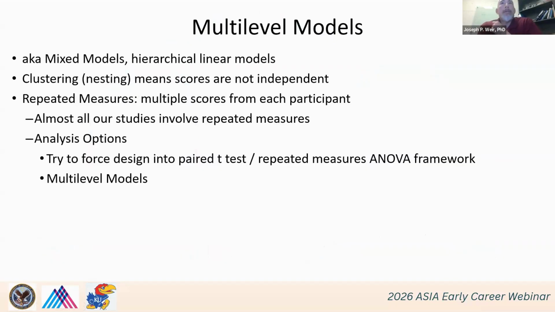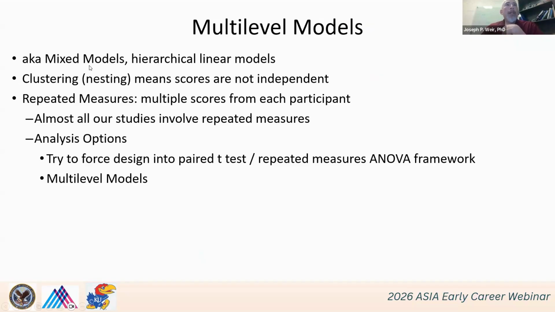So I'm going to use at least a couple of slides here to talk about multi-level modeling in this type of context. Multi-level modeling is sometimes known as mixed modeling or hierarchical linear modeling. In some ways, it's just an extension of standard regression analysis. So you're going to get slope coefficients and confidence intervals and so forth, but they're a little bit more complicated to pull off and not quite as intuitive.